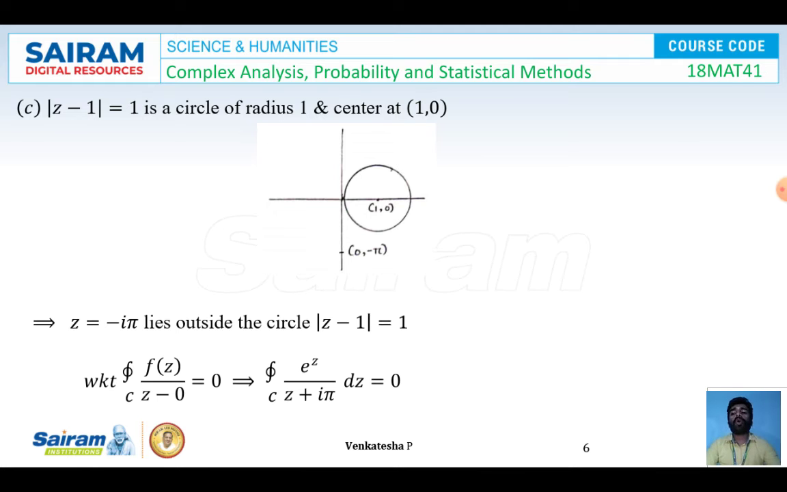Third curve is mod of z minus 1 is equal to 1, a circle of radius 1 and center at 1 comma 0. So now I plot a circle of radius 1 with center at 1 comma 0, which will come in the positive x-axis. So this is my curve of radius 1 with center at 1 comma 0. Now the point 0 comma minus pi lies in the negative y-axis and it lies outside. So hence I got that the point z is equal to minus i pi lies outside the circle mod of z minus 1 is equal to 1. So hence the integral over C of e power z by z plus i pi dz will become 0.